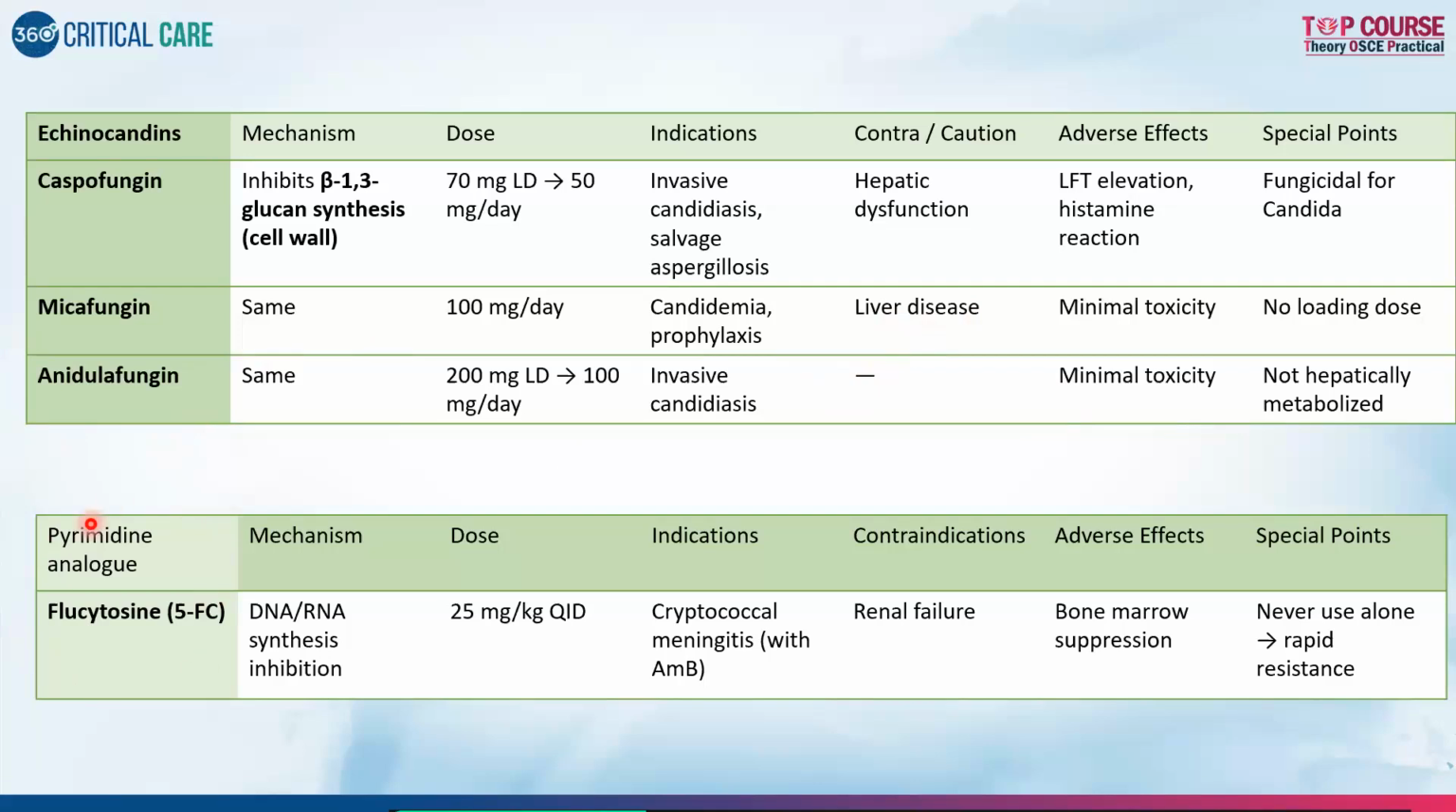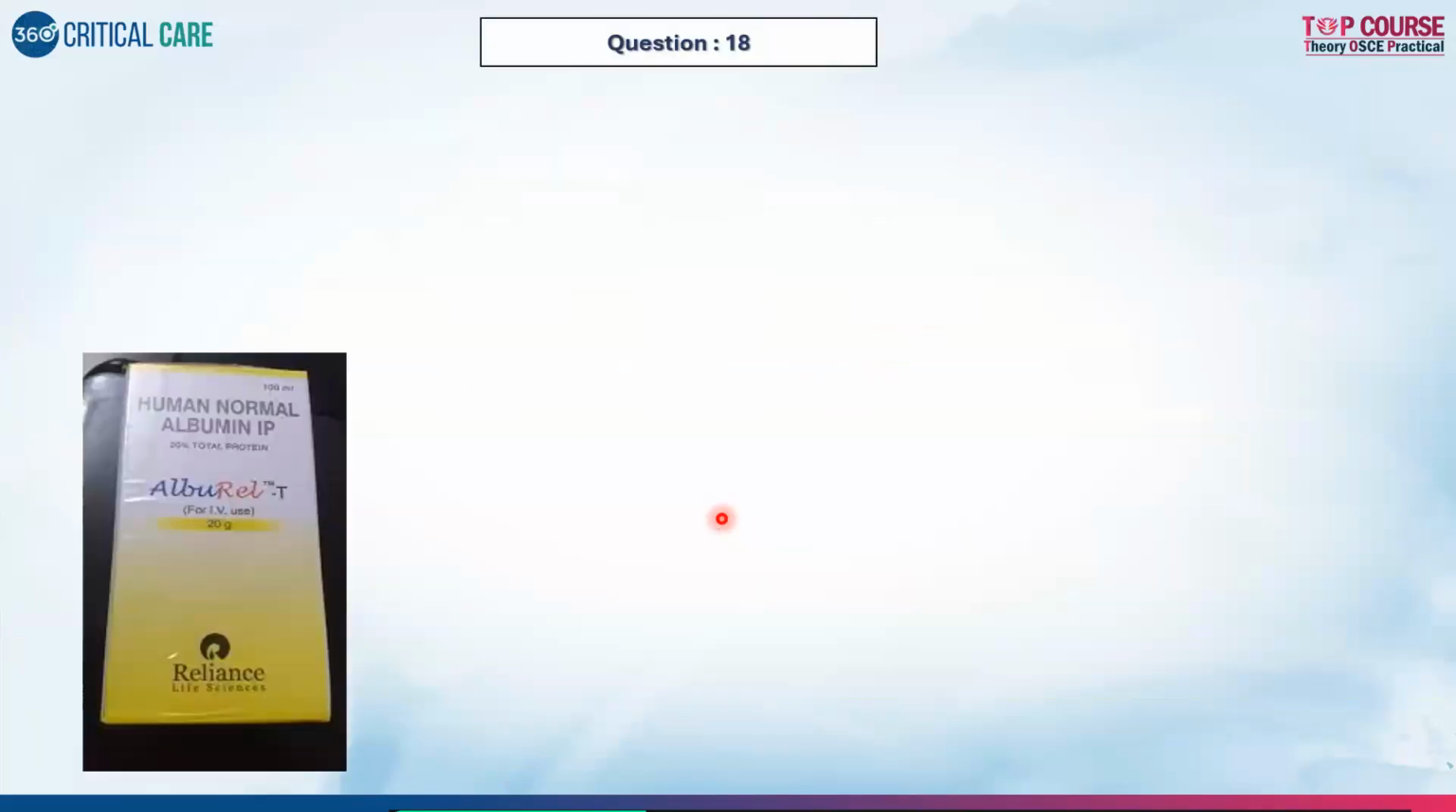Flucytosine, which is a pyrimidine analog, the most important point here is it is used along with amphotericin B in case of cryptococcal meningitis. So these are the few points that one needs to remember. Regarding fluids, I'll not be discussing in great detail, but suppose we are given this particular fluid.